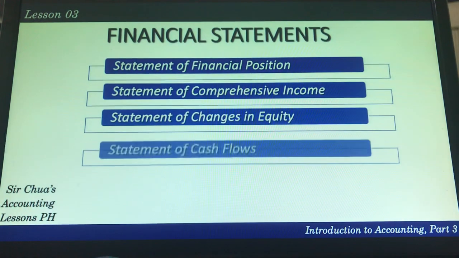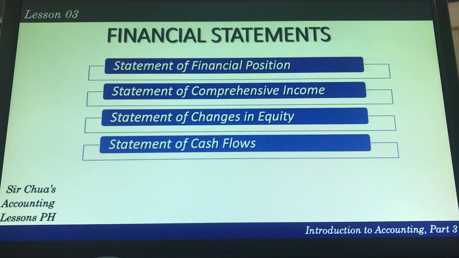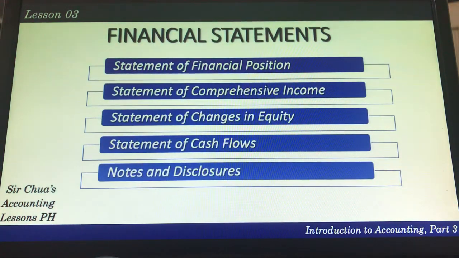And syempre, we also want to talk about what are the cash items that goes in and what are the cash items that goes out. How much cash goes in, how much cash goes out in the three major activities of the entity, which is operating activities, investing activities, and financing activities. Those are all reported in the statement of cash flows. We will also be talking about those items like operating, investing, and financing activities in the next lessons that we have. Okay.